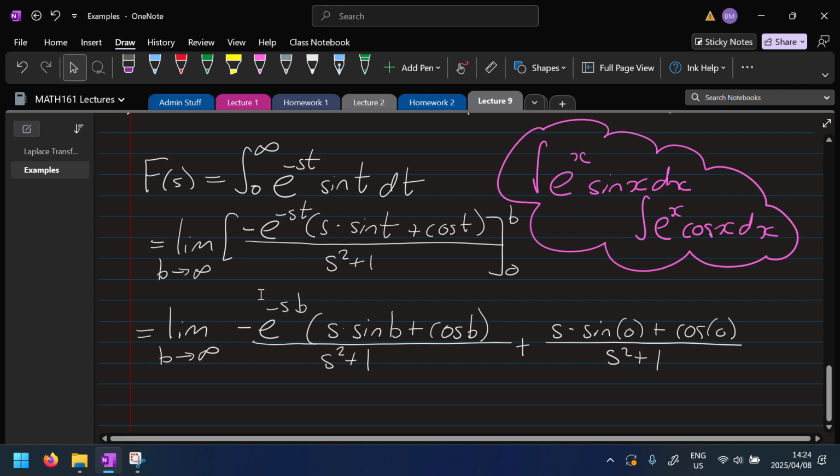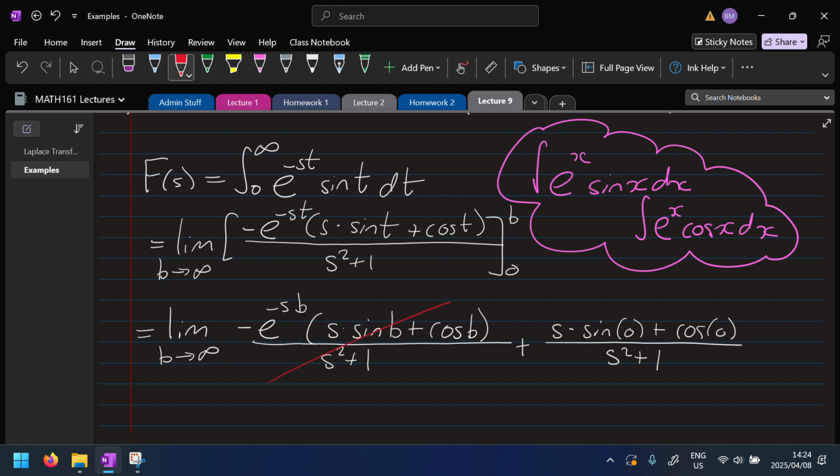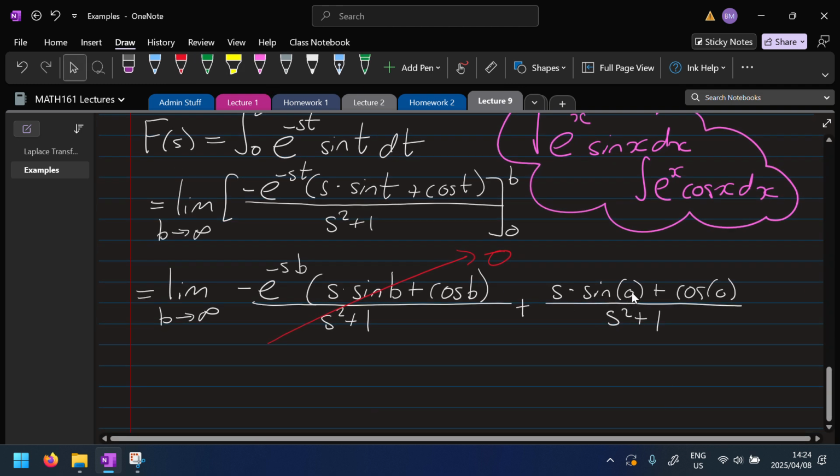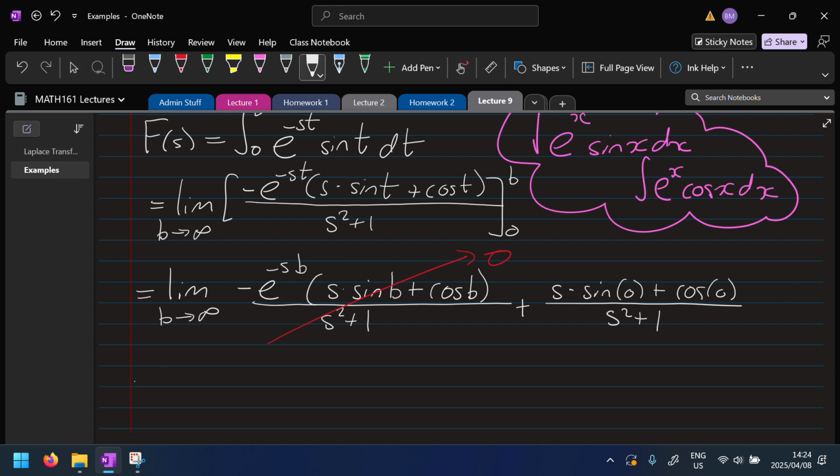What happens when b goes to infinity? Well, we've got e to the minus b, so when b goes to infinity, this whole thing is going to go to 0. And then for the second term, sine of 0 is 0, cos of 0 is 1, so we end up with 1 over s squared plus 1. And again, please make a note of this in your box.